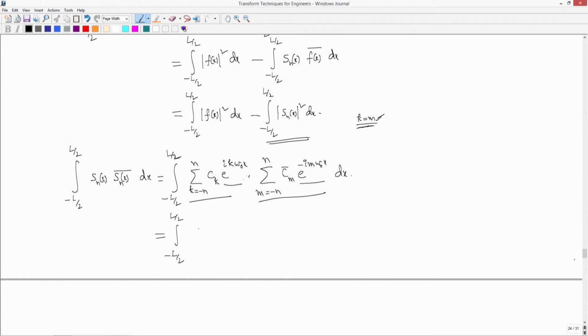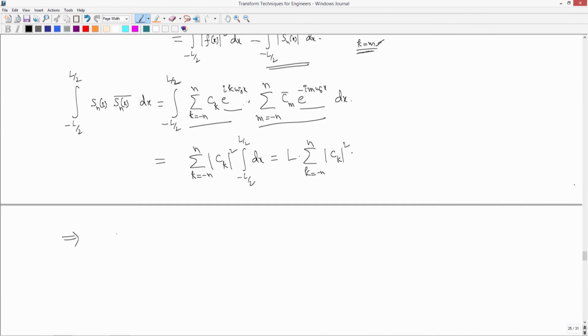So what you get is the sum over k from minus n to n of modulus c_k square, only when m equals k, and otherwise it becomes 0. So that is exactly what you will get. The integral will simply be L. So you have the integral from minus L by 2 to L by 2 of dx, and this is nothing but L times the sum over k from minus n to n of modulus of c_k square. This is what you get.